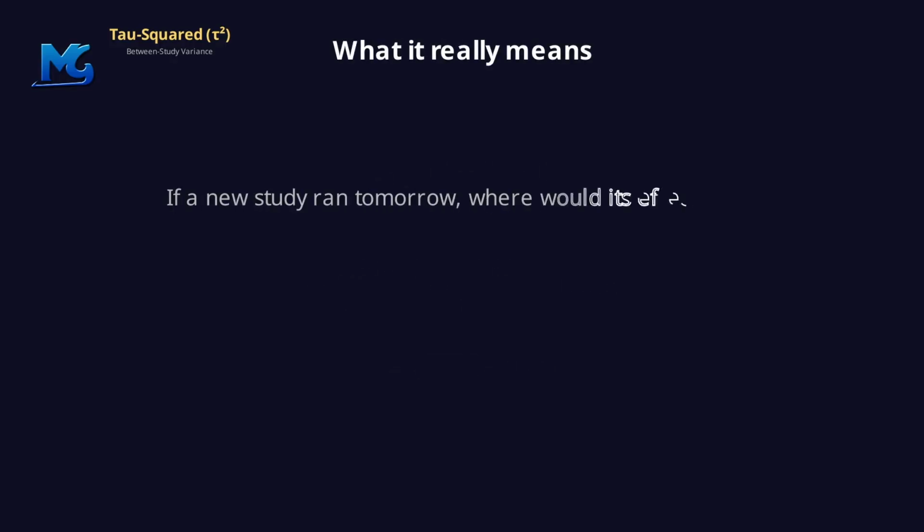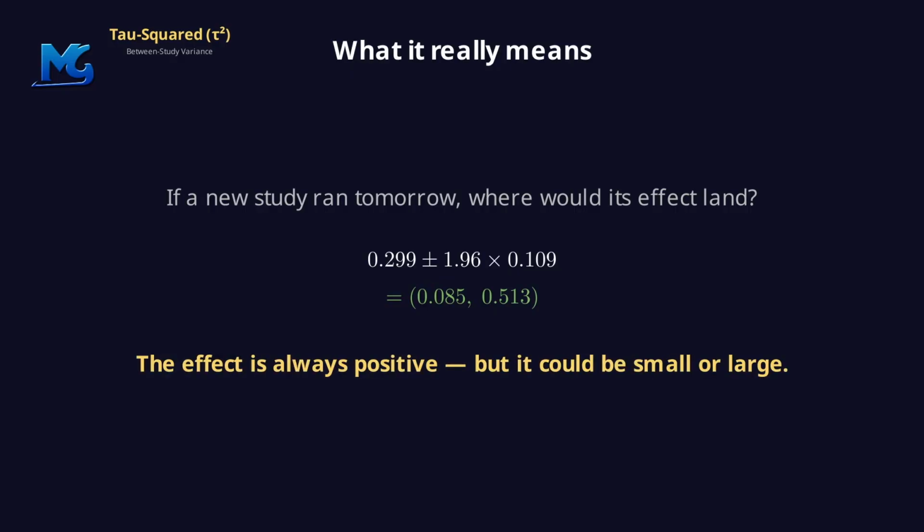So what does this actually mean? If a brand new study ran tomorrow, where would its true effect land? The 95% prediction interval goes from 0.085 to 0.513. So the effect is always positive. That's good. But it could be anywhere from small to fairly large, depending on the context.